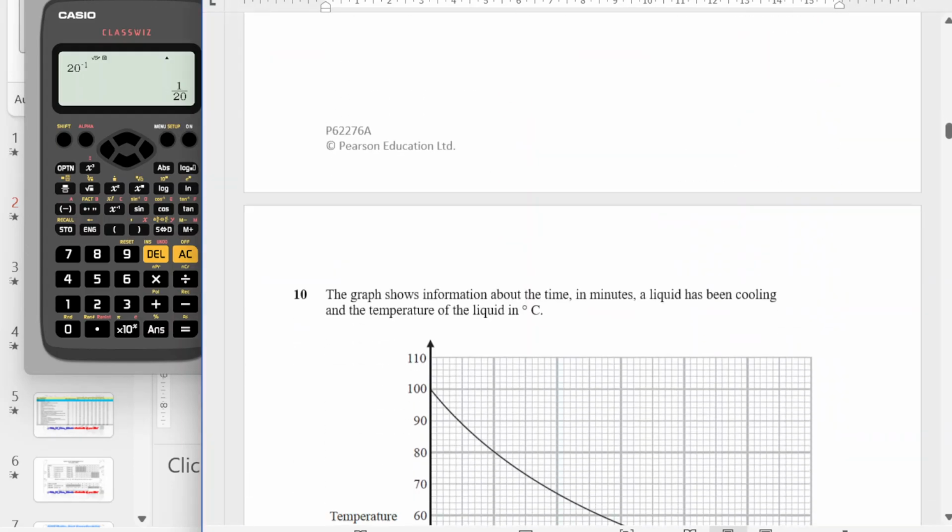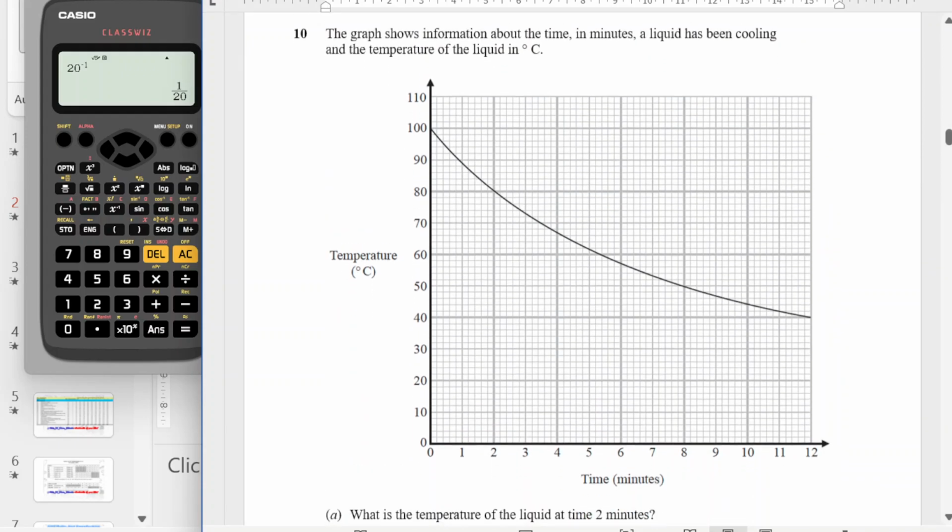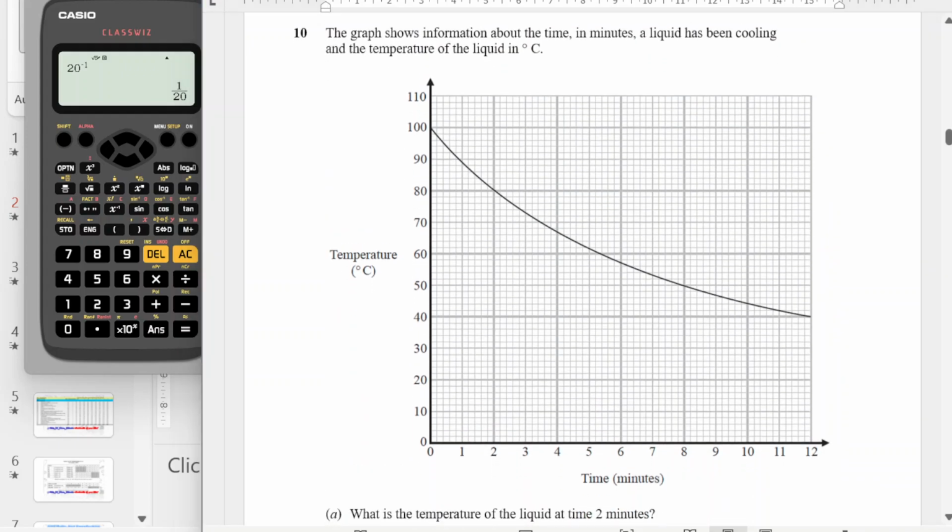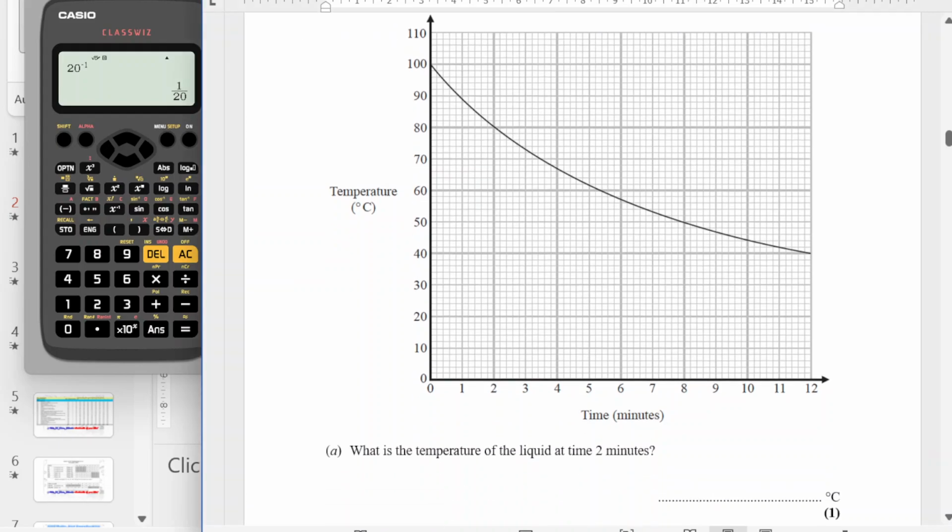Okay, and on to question 10. The graph shows information about time in minutes a liquid has been cooling and the temperature in degrees C. Write down the temperature of the liquid after 2 minutes of time. So 2 minutes of time, we go up to our graph and we read across. So it's hitting at 80. So after 2 minutes, the temperature would be 80 degrees.